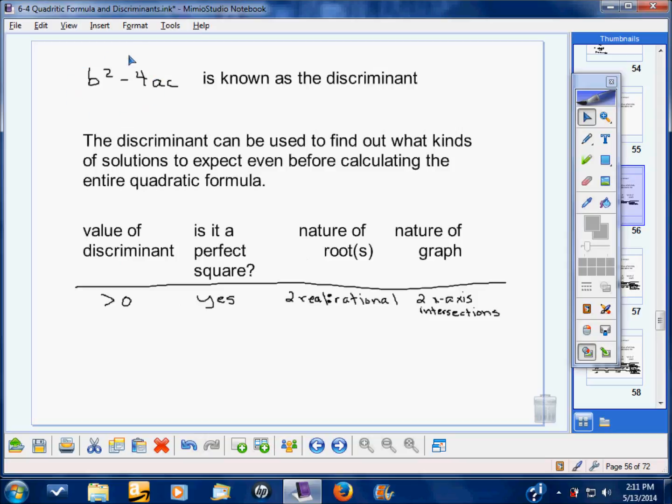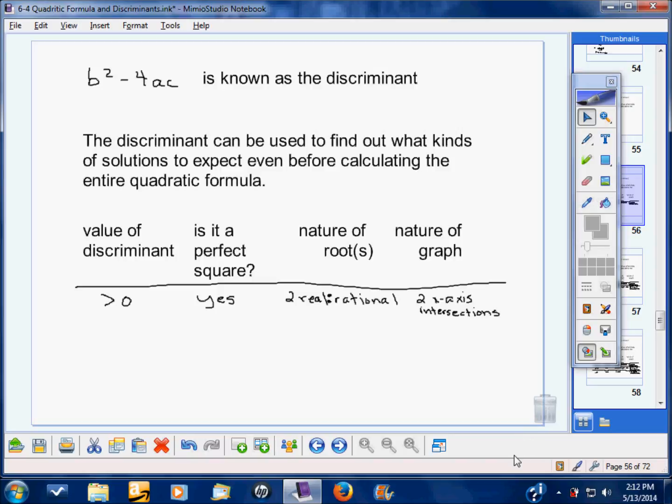So if the value of the discriminant, in other words, you figure this number out and you get a number bigger than 0, and it's a perfect square, what you're going to find out is you get two solutions. They're going to be real solutions, in other words, no imaginaries, and it will be rational. Remember, rational means it can be written as a fraction. And the nature of the graph means, how many places does it touch the x-axis? It will intersect the axis 2 times. It'll be your parabola, it'll touch the x-axis twice.